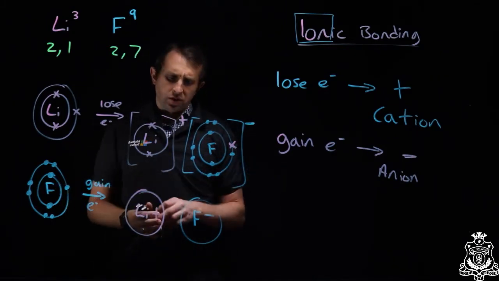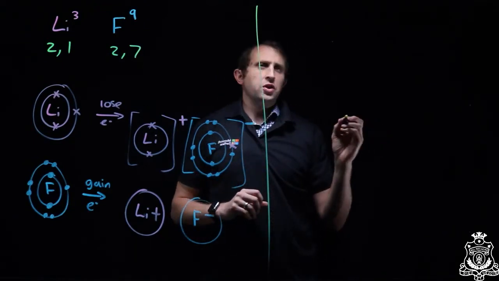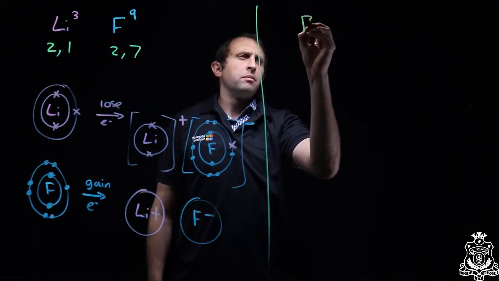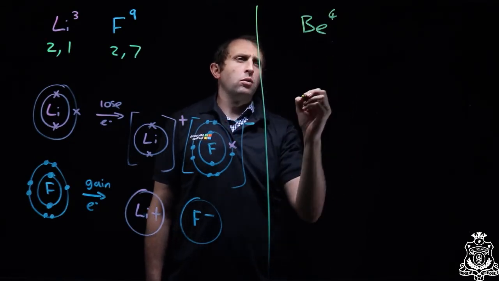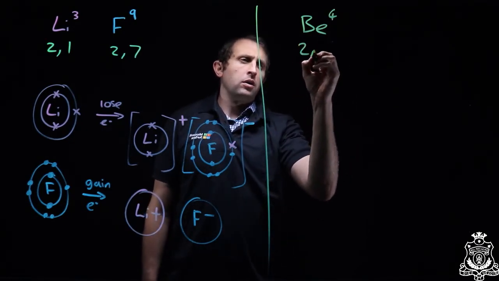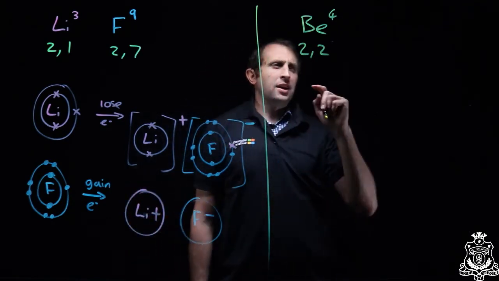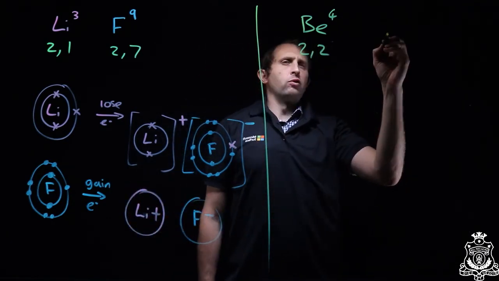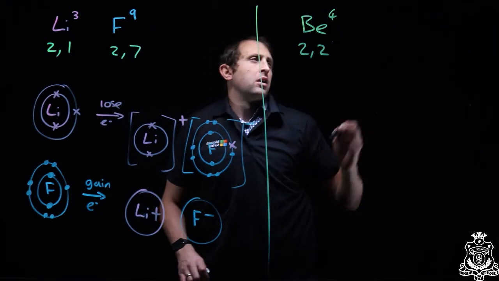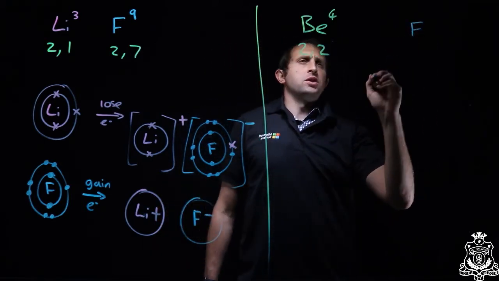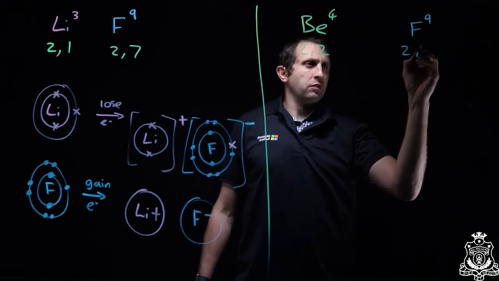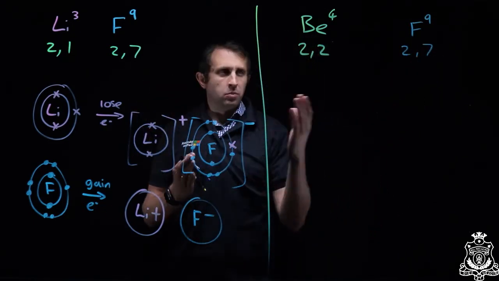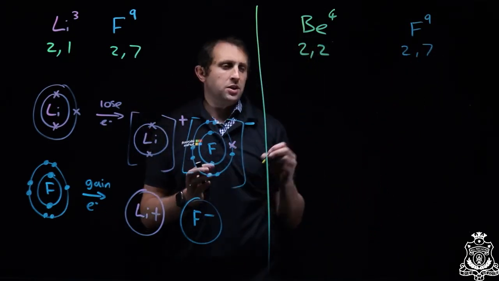Let's have a go at one more example. Okay, so let's do beryllium, the group 2 metal that has an atomic number of 4, so that will form an electron configuration like that. And let's join that with fluorine again. Fluorine is group 7, so that has 9, and it'll be the same as before, 2,7. We can draw them out exactly the same way as before.